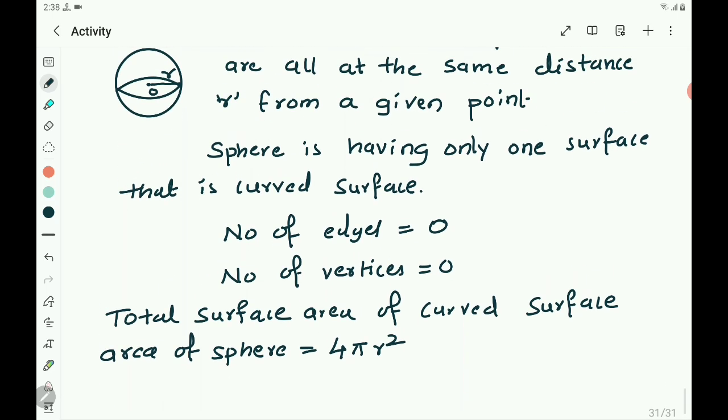And volume of sphere equals 4/3 pi r cube. Here r is the radius, 4/3 pi r cube.